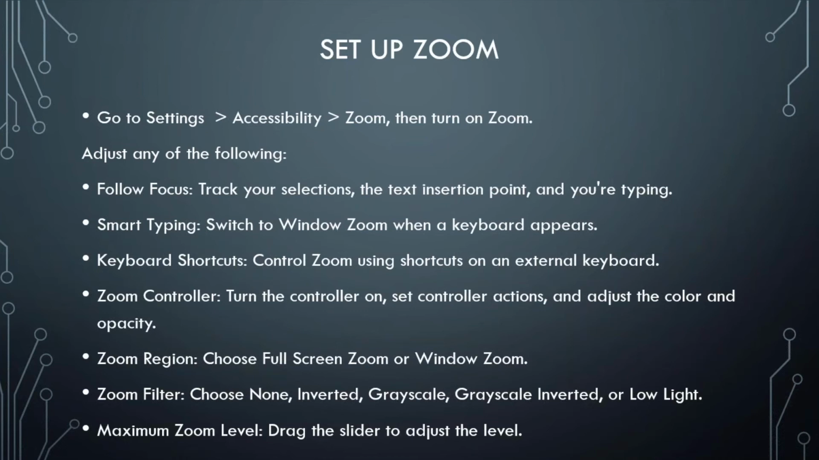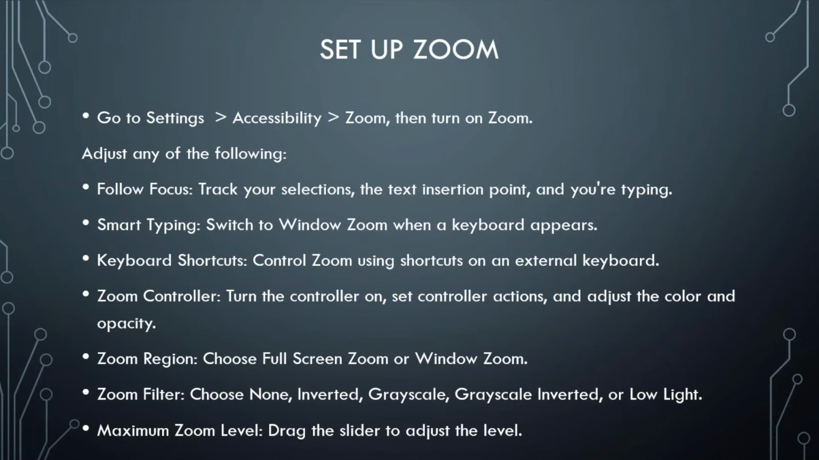You can adjust all of the following items. Follow focus, that would track your selections, the text insertion point, and where you're typing. You could do smart typing, that would switch to a window zoom when a keyboard appears. You can use keyboard shortcuts, that would control zoom using a shortcut on an external keyboard. You can do a zoom controller, that would turn the controller on, set the controller actions, and adjust the color and the opacity of the screen.